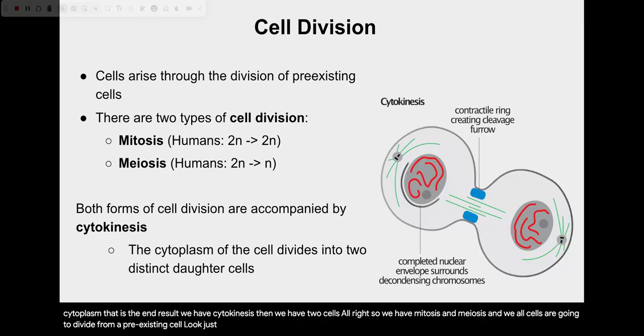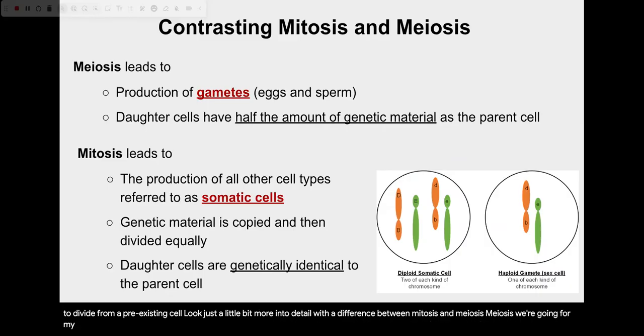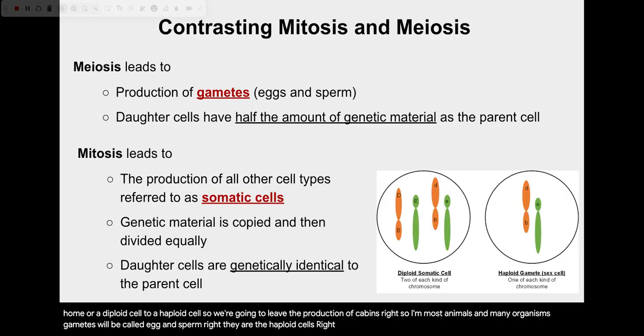Let's look just a little bit more into detail with the difference between mitosis and meiosis. All right, meiosis, we're going from a diploid cell to a haploid cell. So we're going to lead to the production of gametes. Right? So in most animals and many organisms, gametes will be called egg and sperm. Right? They are the haploid cells. Meiosis, right? We're producing these gametes. These gametes are going to be daughter cells that have half the amount of the genetic material. Because again, we're going from diploid to haploid.